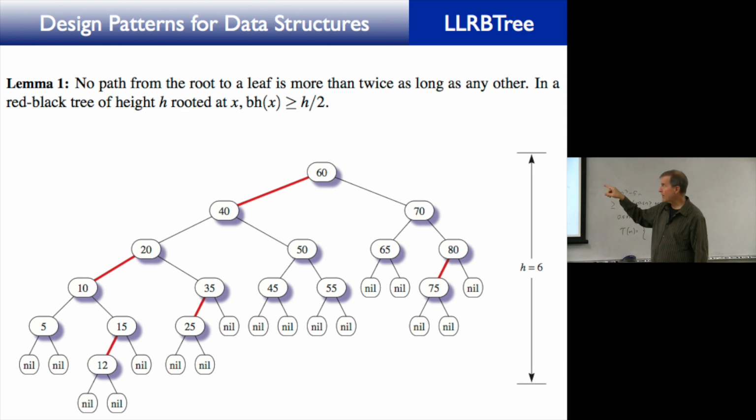So in a red-black tree of height h rooted at x, the black height of x is greater than or equal to h over 2. You can't have a path from the root to a node longer than twice the shortest one. And the shortest one is the black height. It's blacks all the way down.